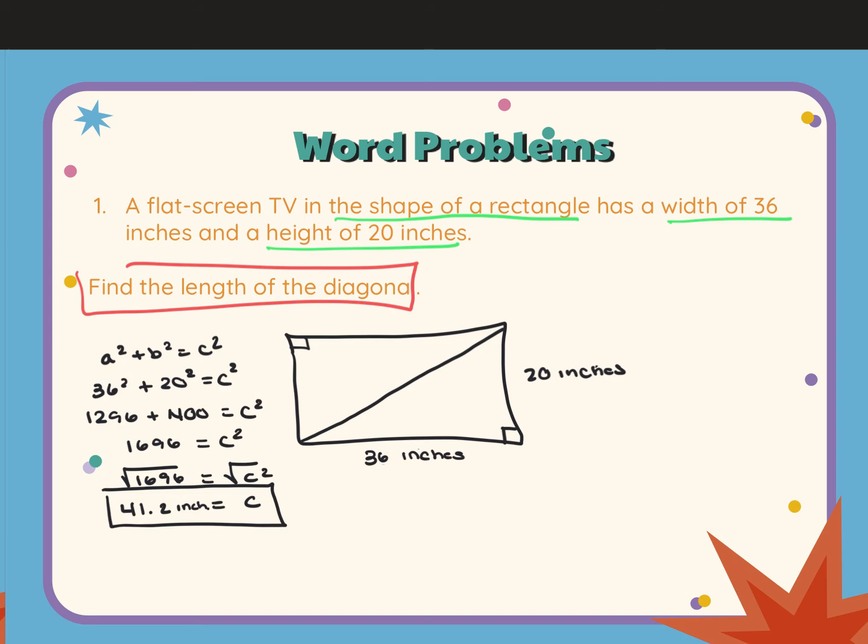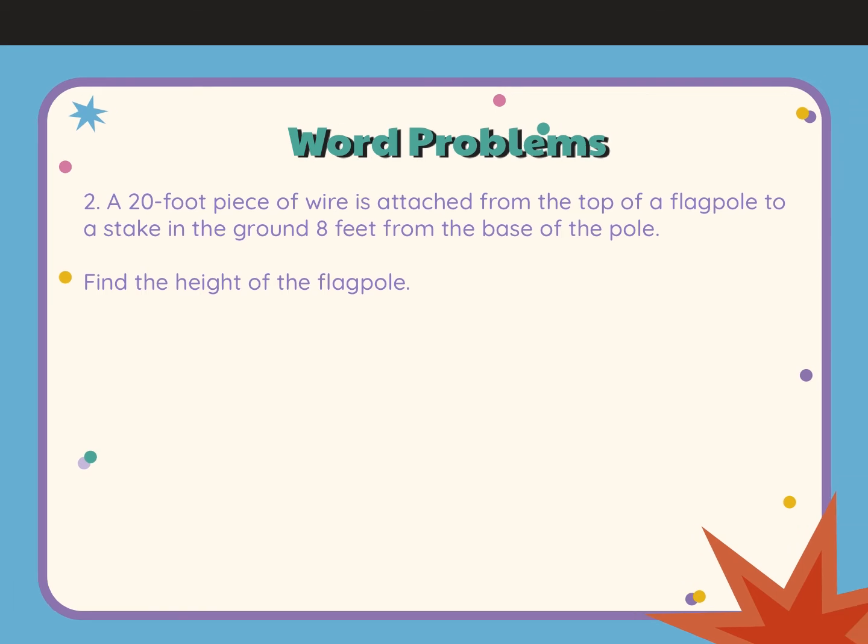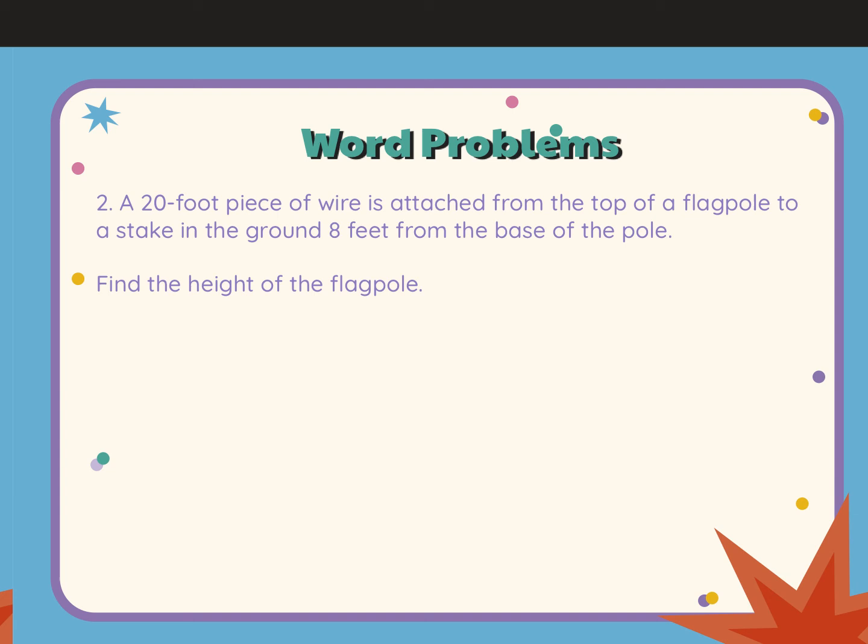All right. Let's take a look at another example. A 20-foot piece of wire is attached from the top of a flagpole to a stake on the ground 8 feet from the base of the pole. Find the height of the flagpole. So we know that a 20-foot piece of wire is attached from the top of a flagpole. Let's just say that this is our flagpole here.